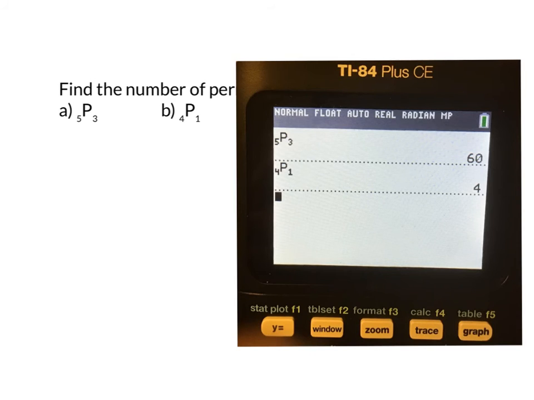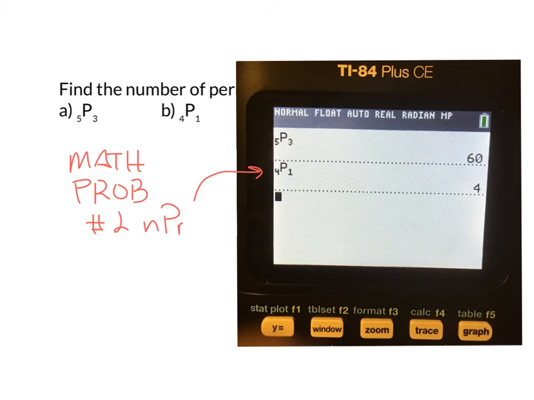Again, it's in math. I'll write it down right here. You go to the math button. Once you're there, you look at the top row and go to PROB. If you look at number 2, you're going to see NPR. And then you just come back to your main menu and put your numbers in. No big deal. Very simple. Nice button to have, though.